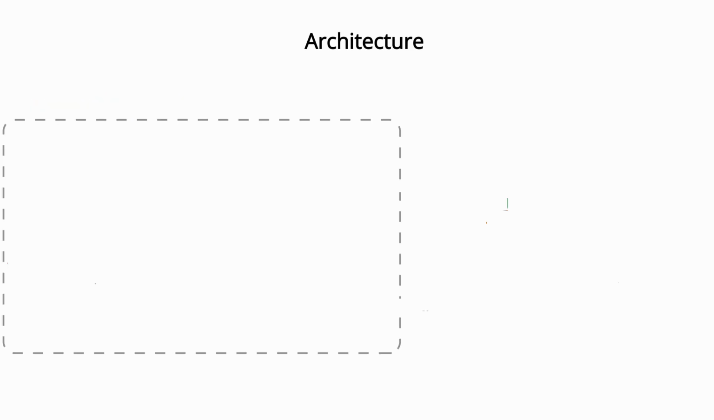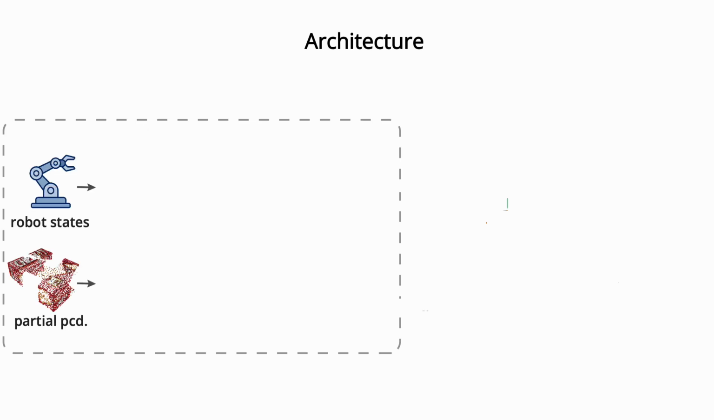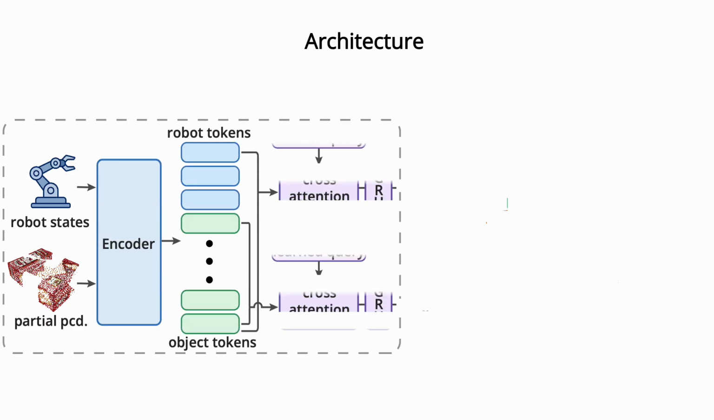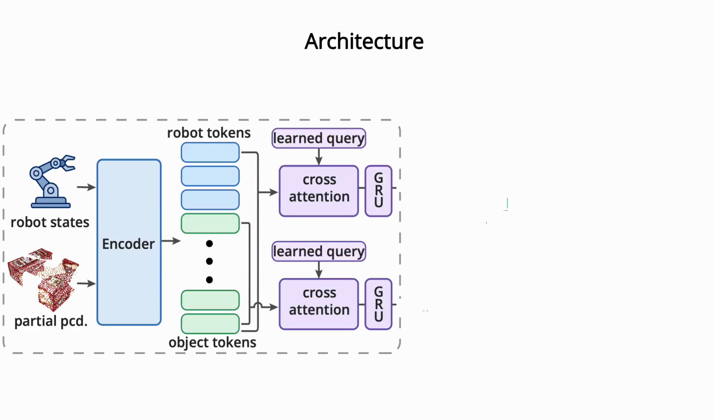During training, we use a teacher-student framework. The student policy observes robot states and partial point clouds from cameras. Inputs are encoded into robot and object tokens and processed by a cross-attention policy with learned queries. The student predicts the manipulation action, the distance to the graspable region, and an executable grasp pose.